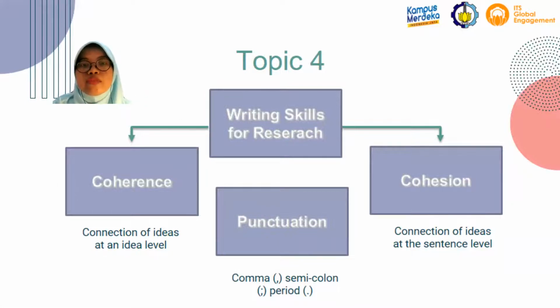For topic 4, we learn about writing skills for research. I'm sorry, there is a typo here. So these are the important things that I got from this lesson. We learn about coherence. Coherence is a connection of ideas at the idea level, and cohesion is a connection of ideas at the sentence level. There are punctuations: comma, semicolon, and period. We learn about the difference in how we use them in the text, when we use a comma or a semicolon and a period.